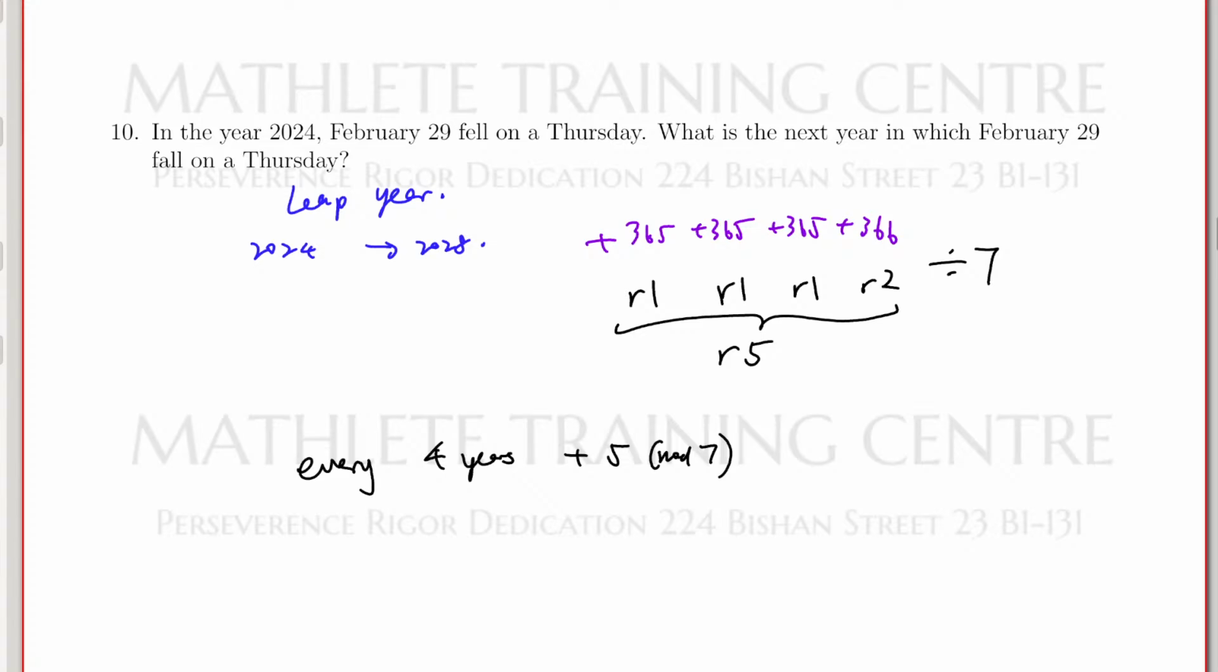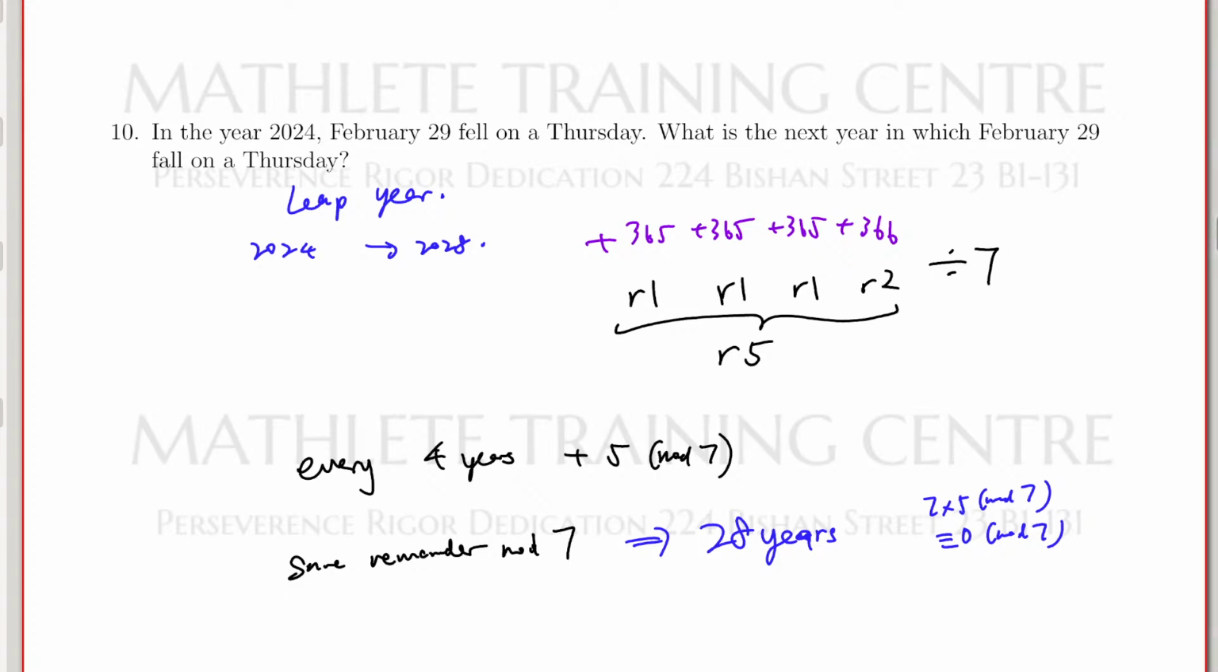So how can you get back to the same remainder? For the same remainder mod 7, what you need to do is go through a total of 28 years. Because we know that every 4 years we get 5 mod 7. So if I go through 28 years, then there will be 7 times of 5 mod 7. And 7 times of 5 mod 7 is going to be what? It's going to be 0 mod 7, right? So therefore, we know that 28 years will be correct. And there's nothing that's possible before 28 years.